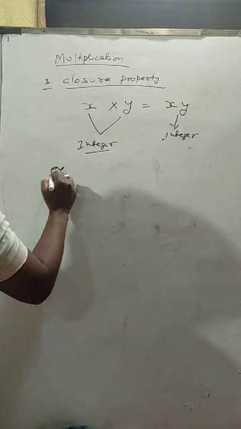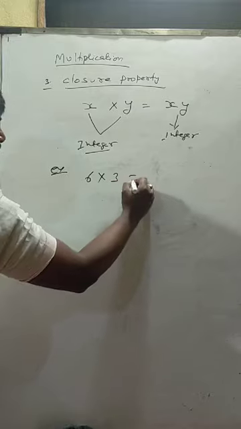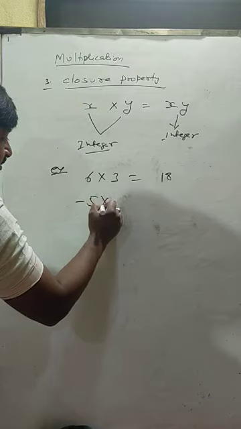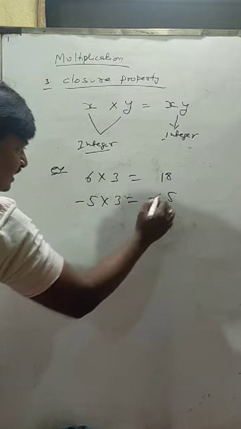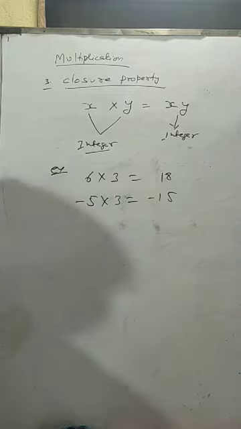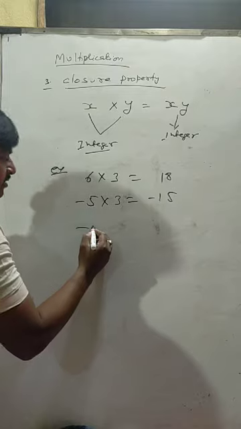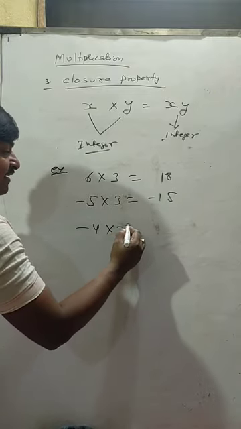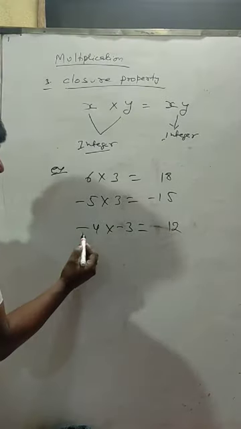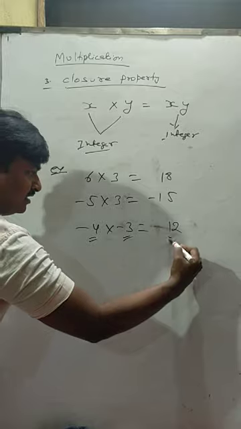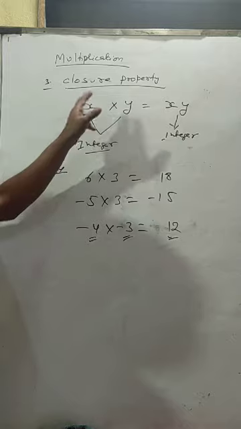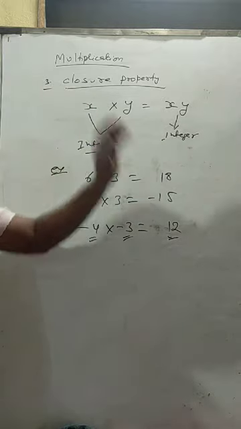See the example. 6 into 3 is 18. 6 is an integer, 3 is an integer, 18 is also an integer. Minus 5 into 3 is minus 15. Minus 5 is an integer, 3 is an integer, and the result minus 15 is also an integer. Again, minus 4 into minus 3 is equal to plus 12. This is an integer, this is an integer, and this is also an integer. So if you multiply an integer with another integer, the result will also be an integer.